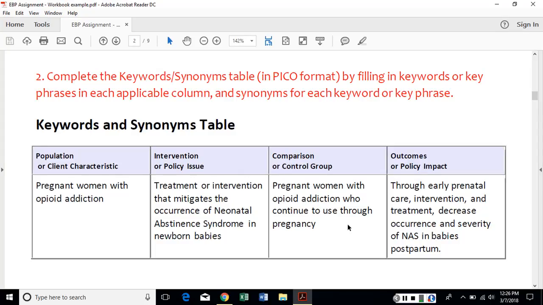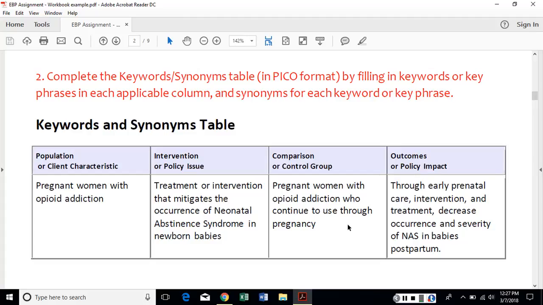A large part of that we don't always do as social workers is really understanding what the knowledge base is. What is the research evidence to support the interventions that we're doing? So a lot of this evidence-based practice workbook is really getting you to start searching for research. We're going to be searching databases, reading the articles that we find, and condensing that information, okay? The step that we are doing here is completing the keyword and synonyms table.